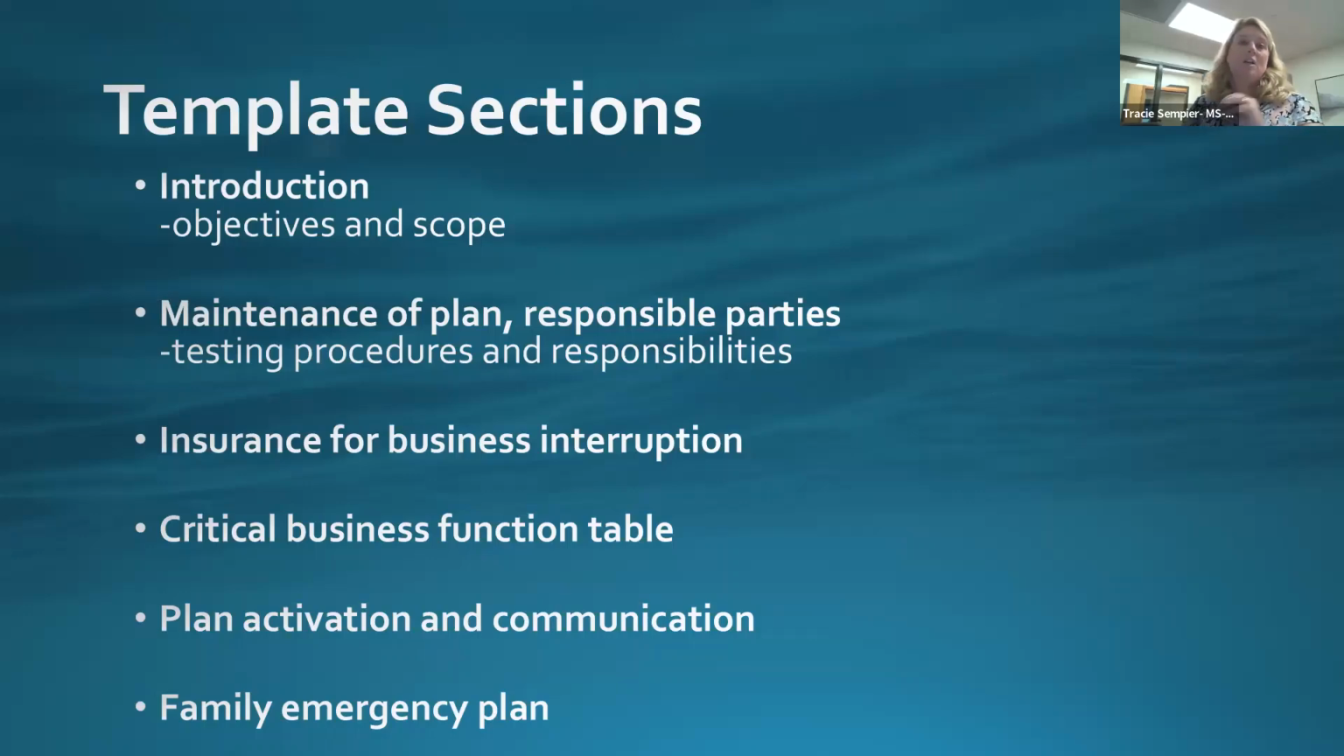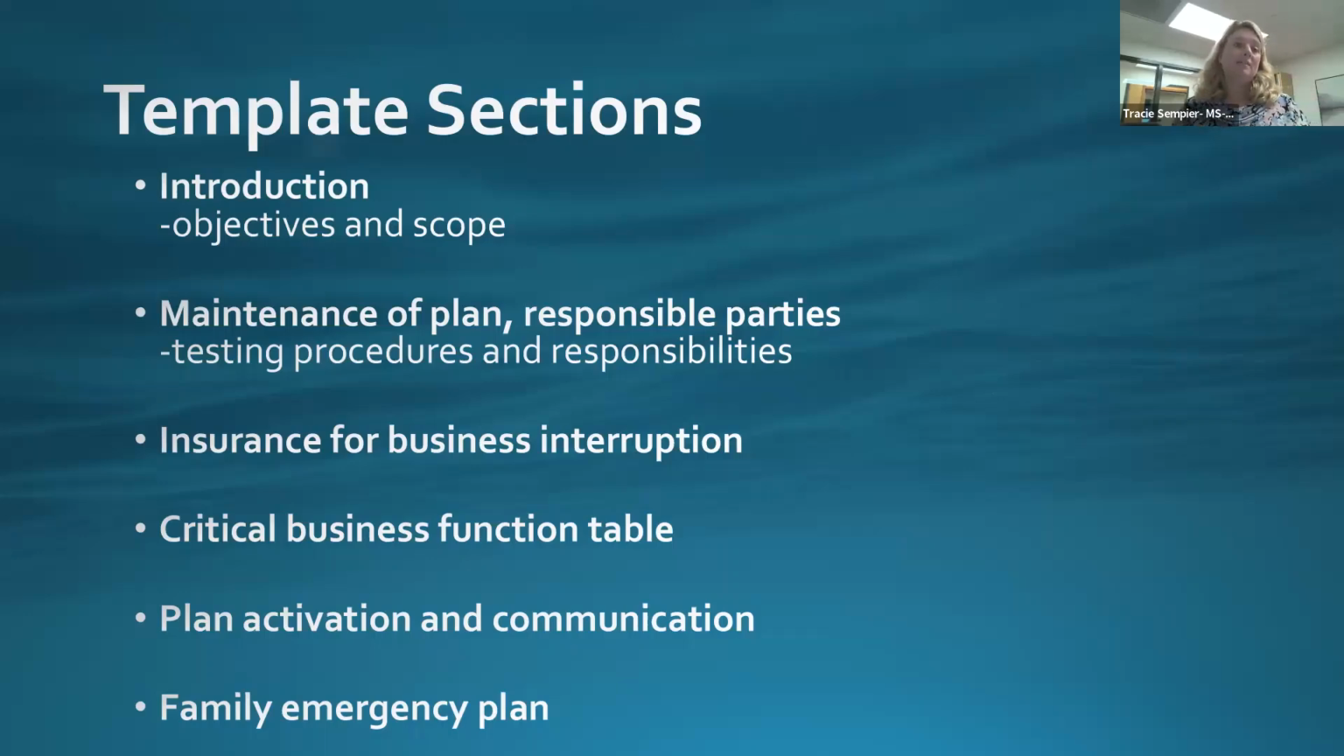Then there's a section on the maintenance of the plan, how often you decide that it needs to be updated. There is a whole section on insurance, where you answer some yes or no questions about business interruption specifically, what your plans are for that, and what your insurance coverage covers. Then there's a critical business function table, and we're going to go through what that looks like and what it means to fill it out.